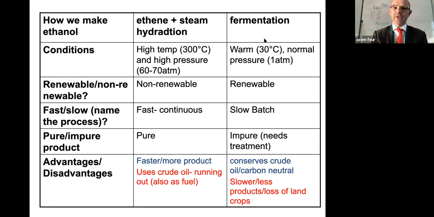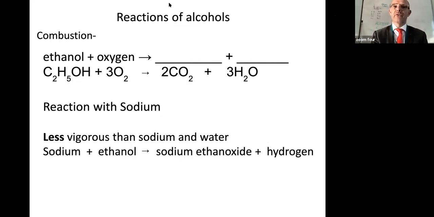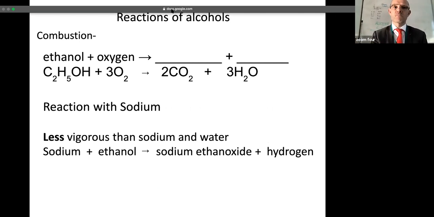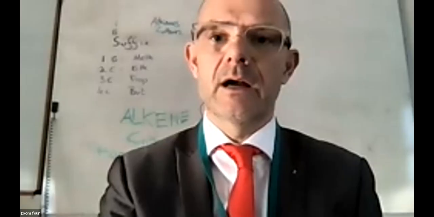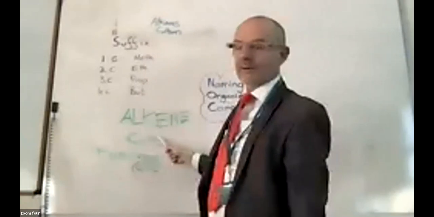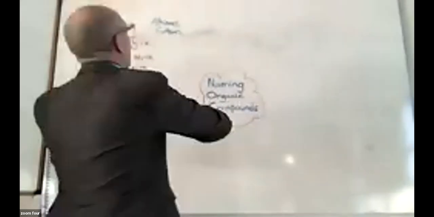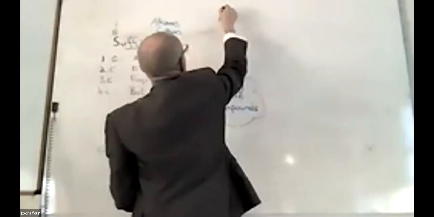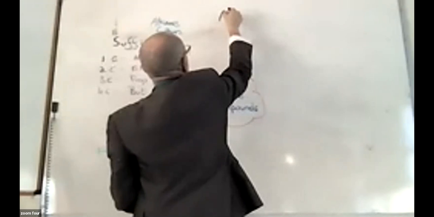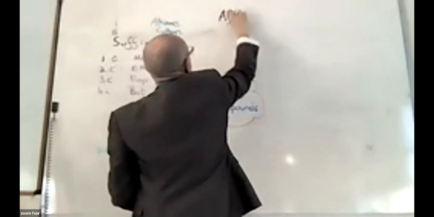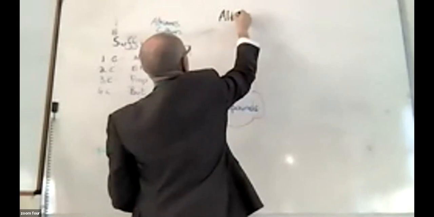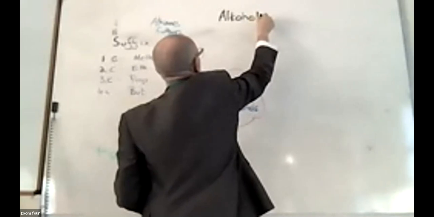Okay. So let me just go back to my board. We've already got up here alkanes. Over here, we've got alkenes. So let's decide to put alcohols up here. So you see the name, alcohols, and not alcohol. They'll be alcohols.